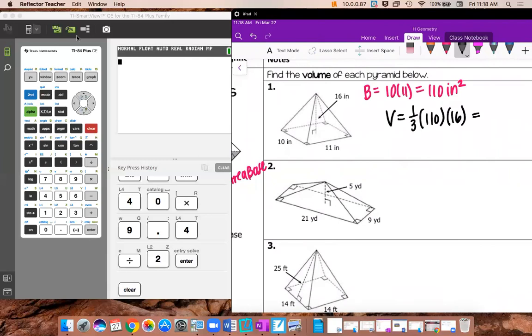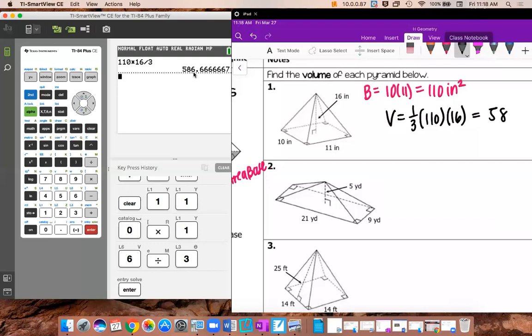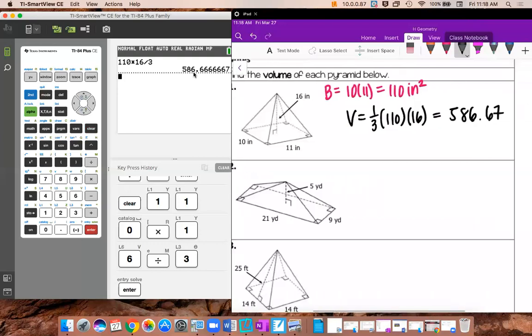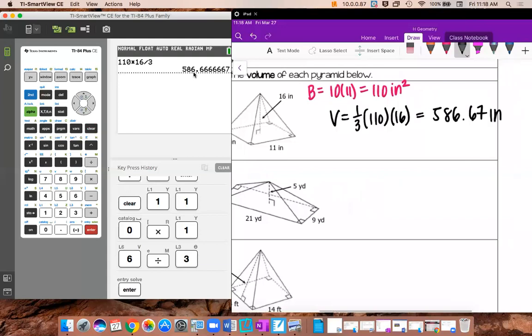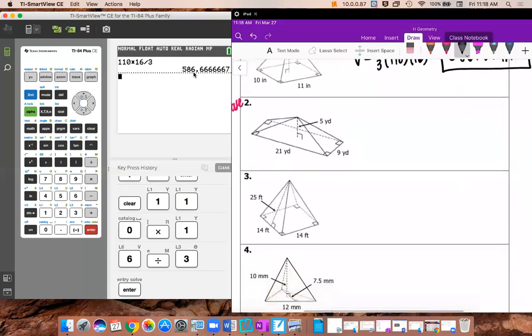When I'm plugging this into my calculator, I just do 110 times 16, and then I divide that by 3, and then it'll give me my volume. We're gonna round to 2 decimal places, so that rounds up to 7. So our volume is gonna be 586.67, and then remember our units are in inches, and then it's cubed because we're working in volume. So that's how you find the volume of that first one. All right, let's do it again.